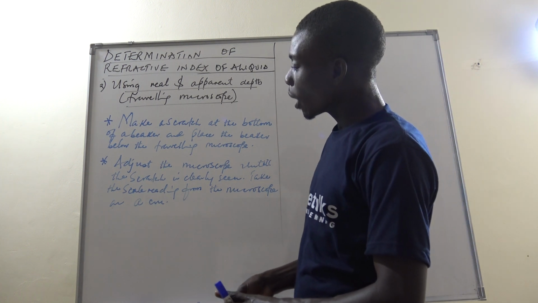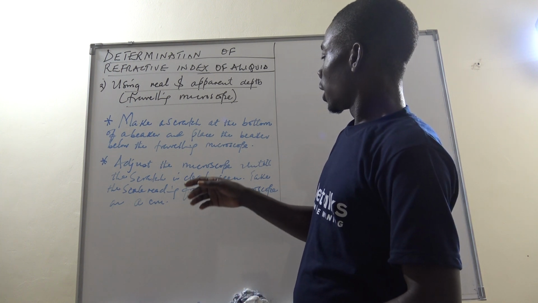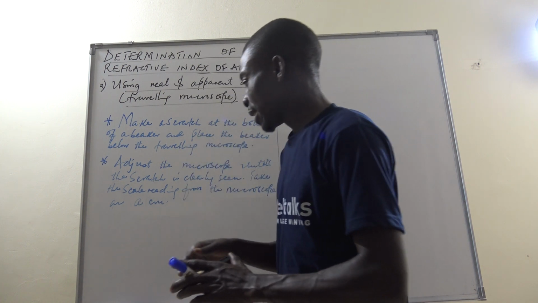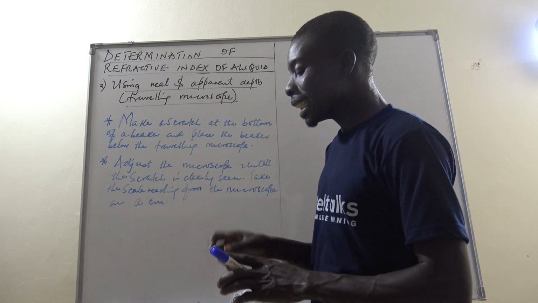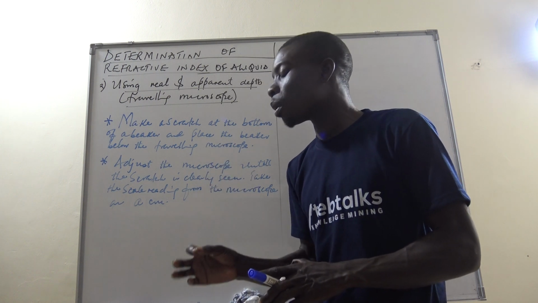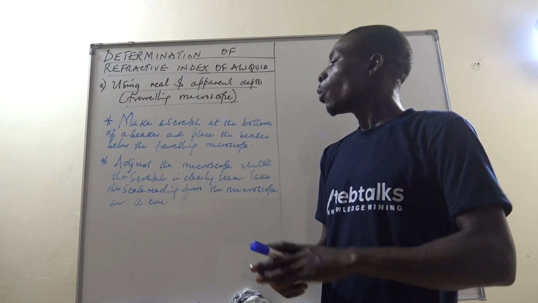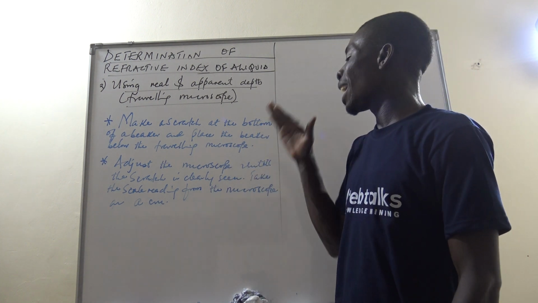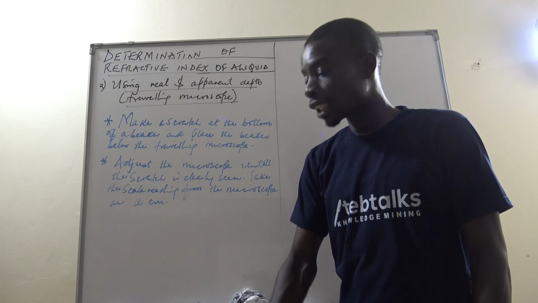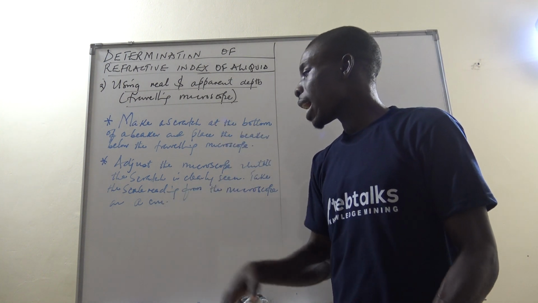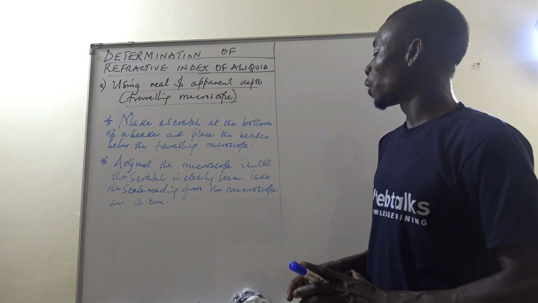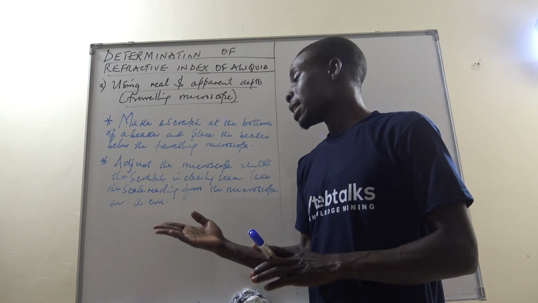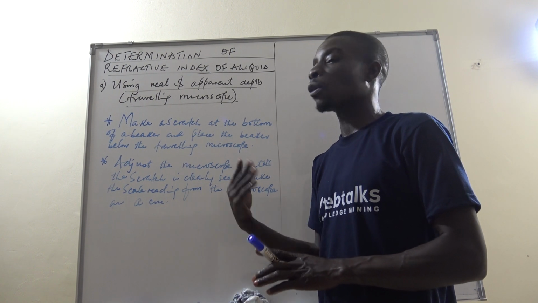So what happened is, you should adjust your microscope until you see the scratch which is at the bottom of the beaker. When it is clearly seen, now it is very clear. And then take measurement of the height, isn't it? From that scratch up to where the microscope is, where you're seeing the scratch clearly. And take that reading as A centimeters.